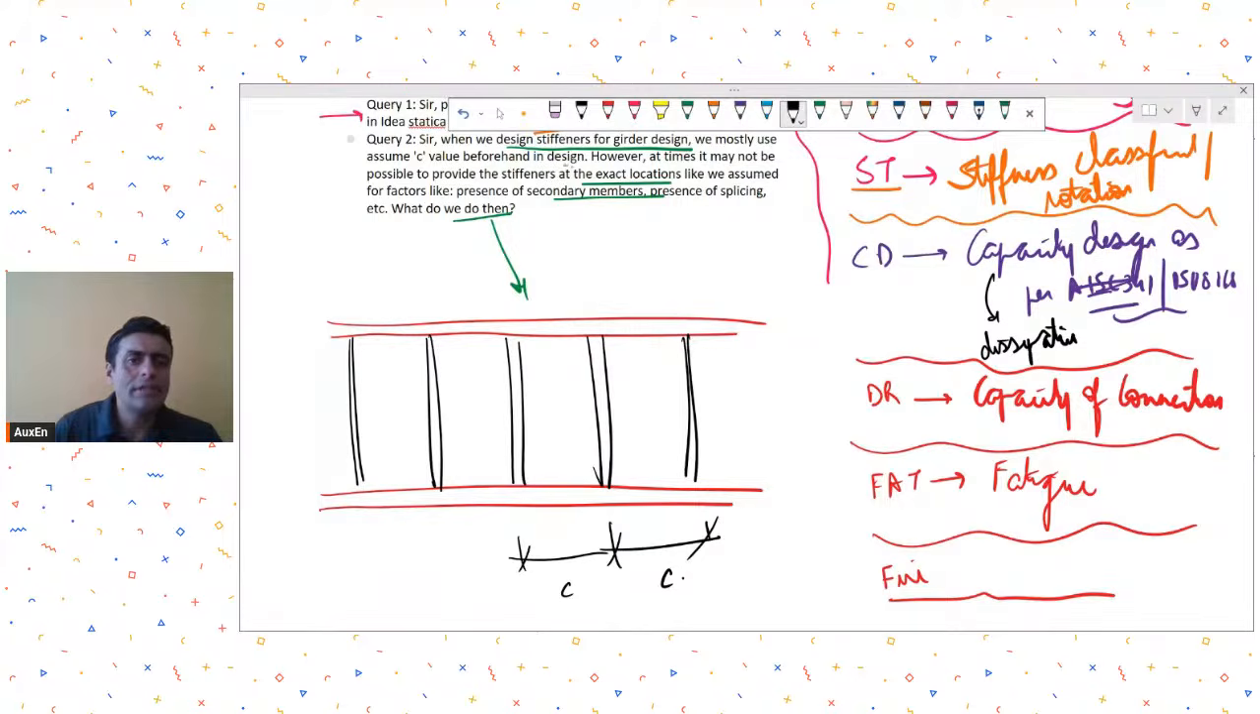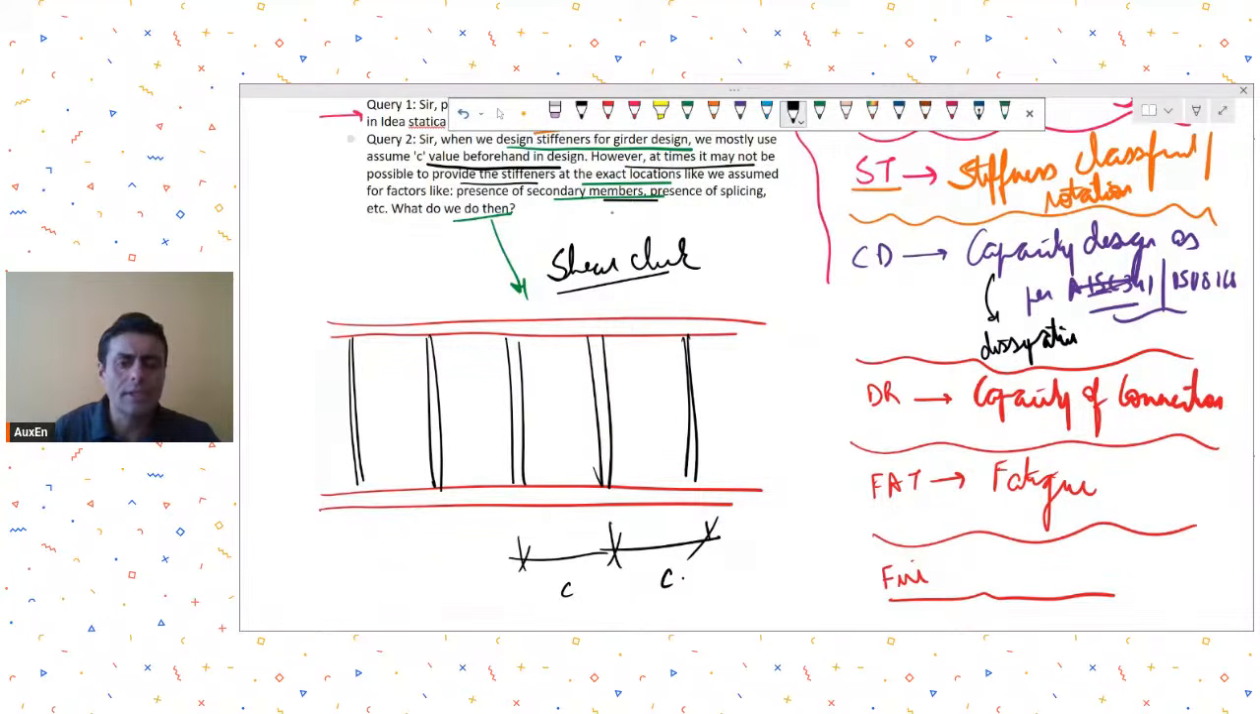So we have decided, or we assume, a C value beforehand in the design. So typically for shear checks, we may have to do this. However, at times it may not be possible to provide the stiffeners at the exact locations, like presence of secondary members, presence of splicing, etc. What do we do then?